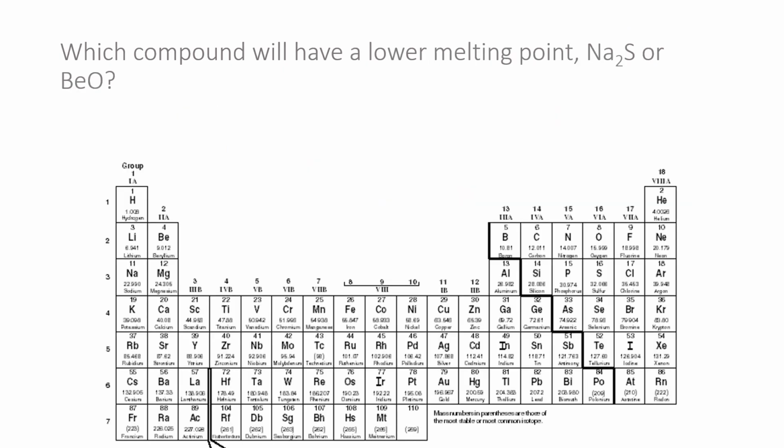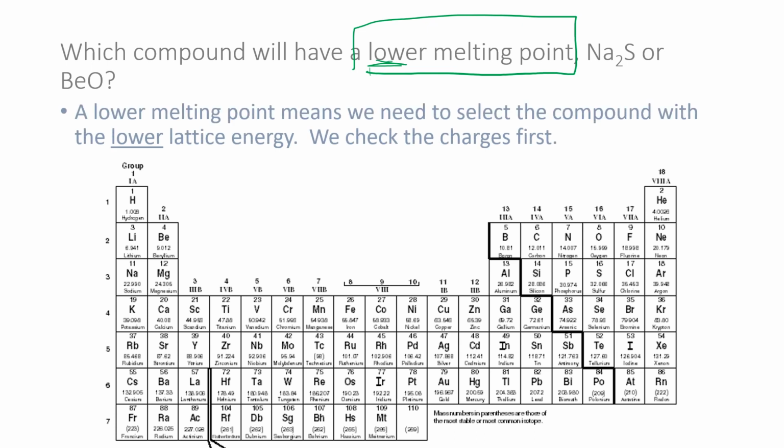Let's look at our second problem. Which compound will have the lower melting point? When we were talking about melting point, now the main keyword is lower melting point. We have to compare sodium sulfide or beryllium oxide. Remember, a lower melting point means we need to select the compound with the lower lattice energy. So the first thing we always do is check the charges. So let's go ahead and look for sodium.